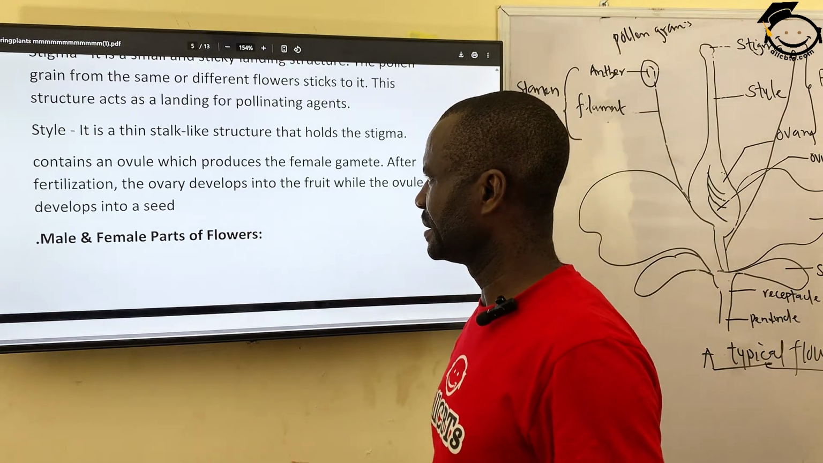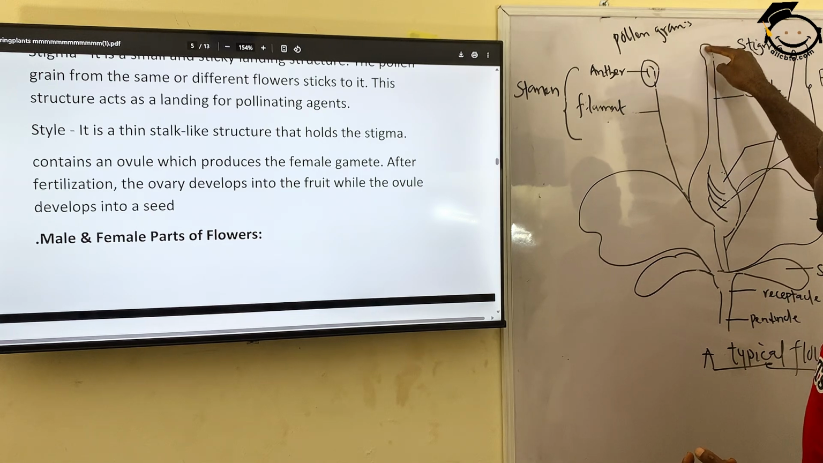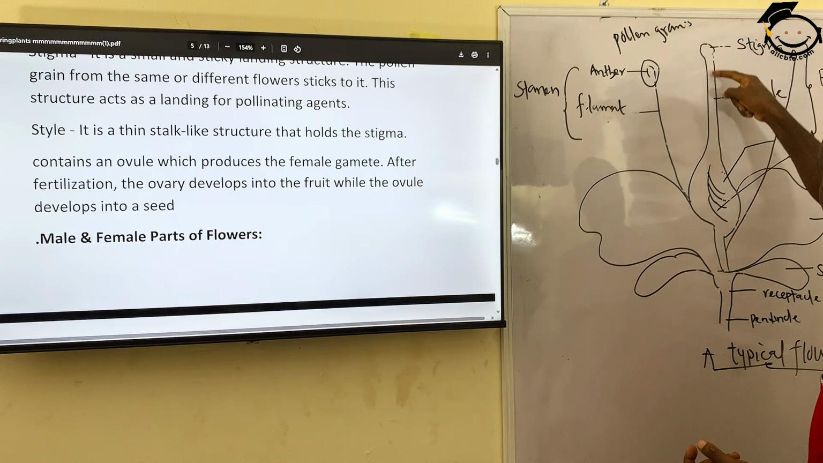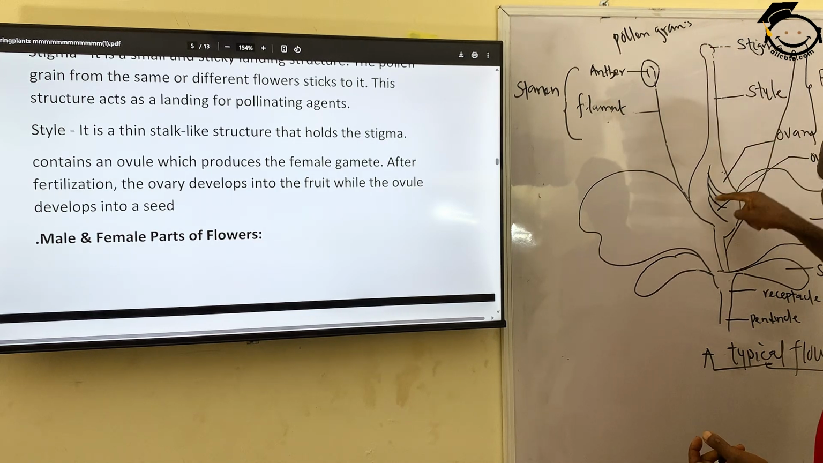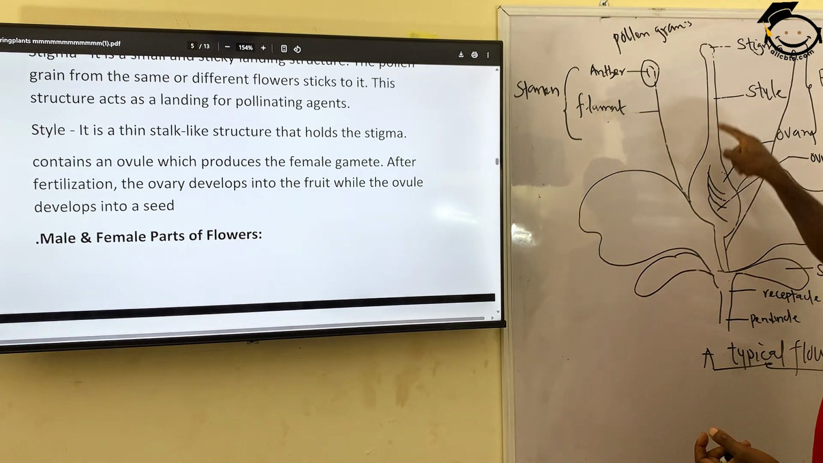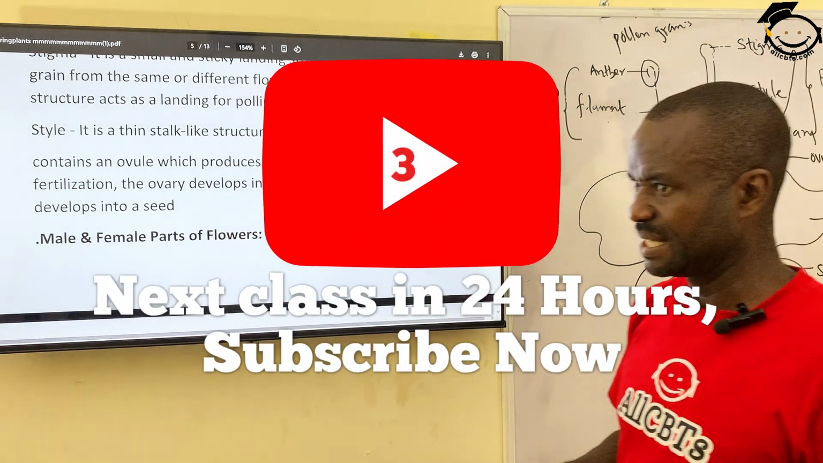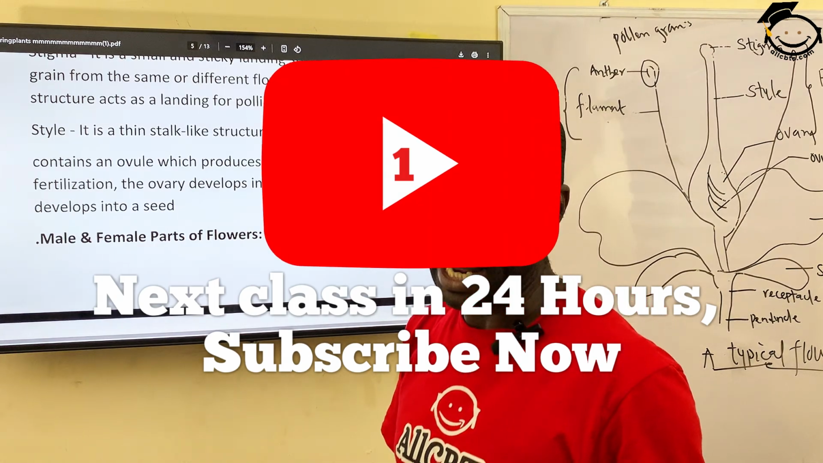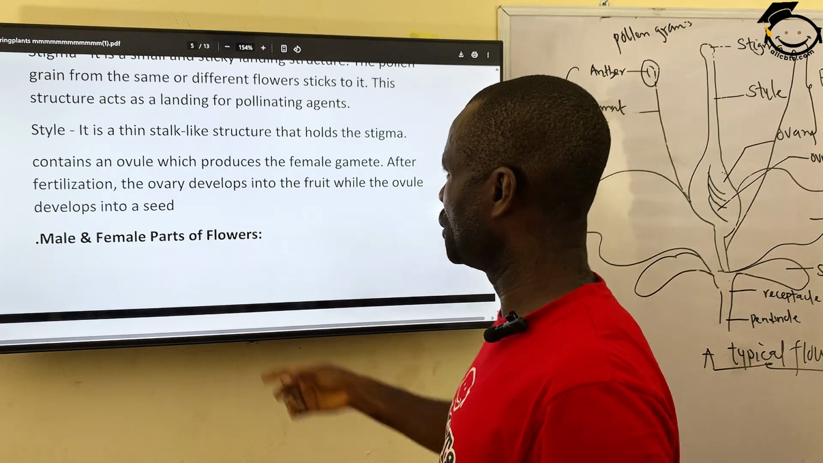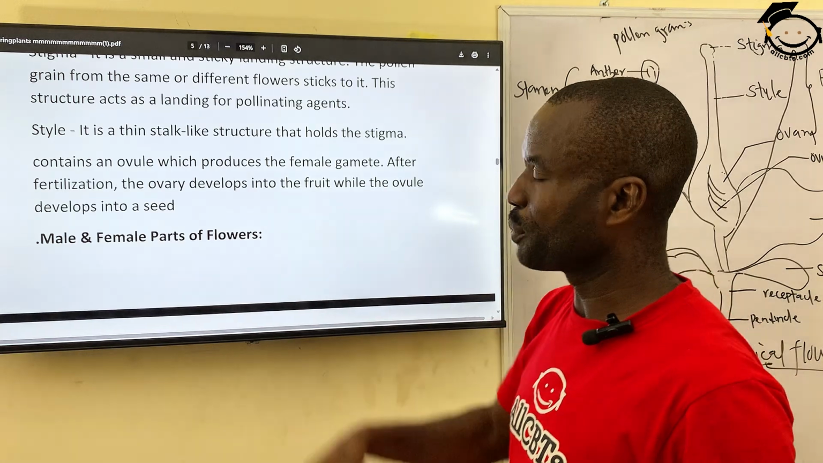After pollination, by the time the pollen grain enters this, there will be a pollen tube that will grow down here to deposit the male gametes down into the ovary, entering into the ovule. When the pollen grains meet with the ovule, there is what we call fertilization. Fertilization leads to what's called a zygote, and eventually the seed will be produced. After fertilization, the ovary develops into fruit, while the ovule develops into seed.